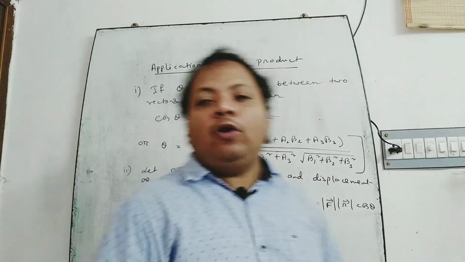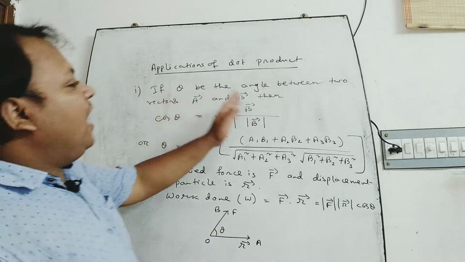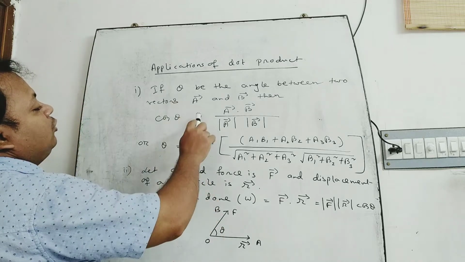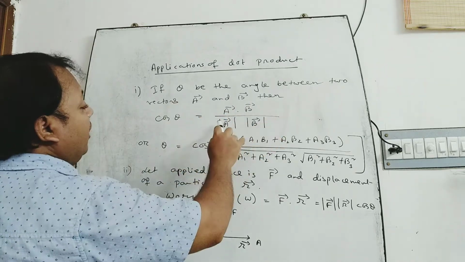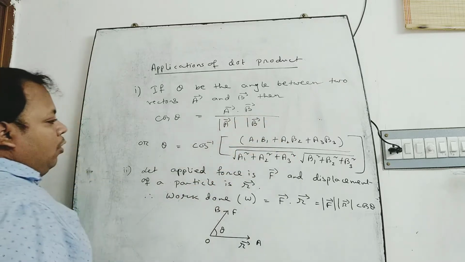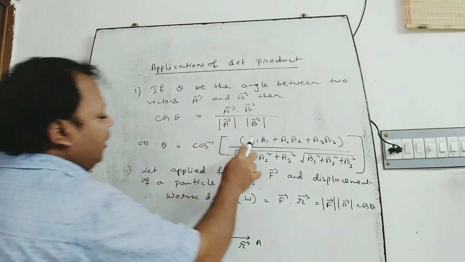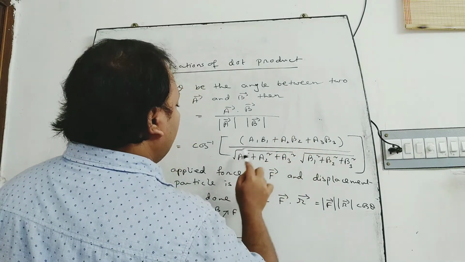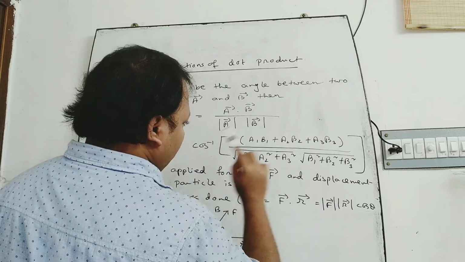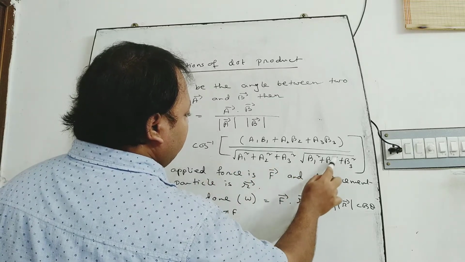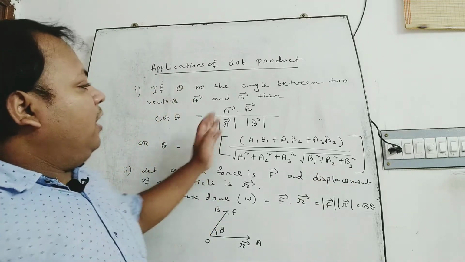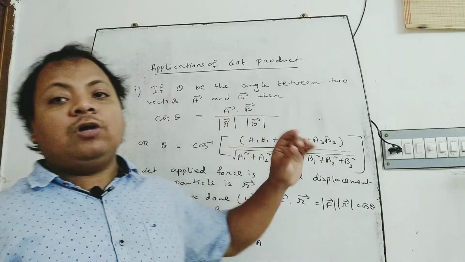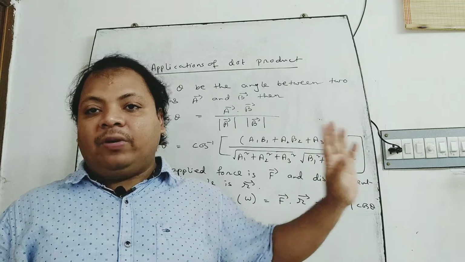Now the applications of the dot product. If theta is the angle between two vectors a vector and b vector, then we can write cos theta is equal to a vector dot b vector whole divided by mod of a vector mod of b vector, or theta is equal to cos inverse of a1 b1 plus a2 b2 plus a3 b3 whole divided by under root of a1 square plus a2 square plus a3 square into under root of b1 square plus b2 square plus b3 square, where a vector is equal to a1 i cap plus a2 j cap plus a3 k cap, and b vector is equal to b1 i cap plus b2 j cap plus b3 k cap.